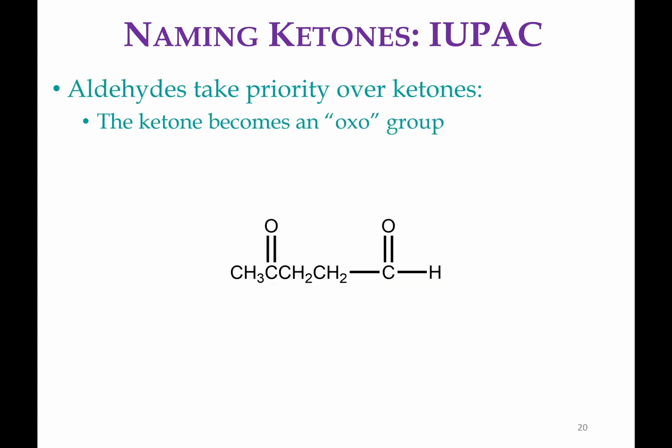Aldehydes take priority over ketones. So if we have them in the same molecule, the aldehyde's going to take precedence because it's always number 1. So 1, 2, 3, 4, 5. We're going to say pentanal. We don't need a number for the aldehyde because it's always number 1. We're going to call that ketone group an oxo group. So it'll be 4-oxopentanal.